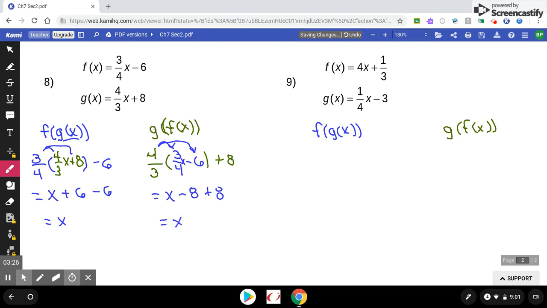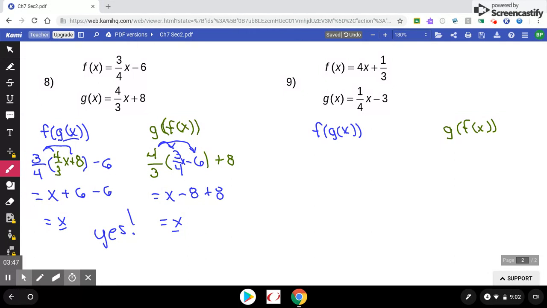So here's how you determine if they are in fact inverses of one another. You must get x for both answers, not 2x, not negative x, not 3x, not opposite, not reciprocals. Both have to be x, and they are. So these two are in fact inverses of one another.